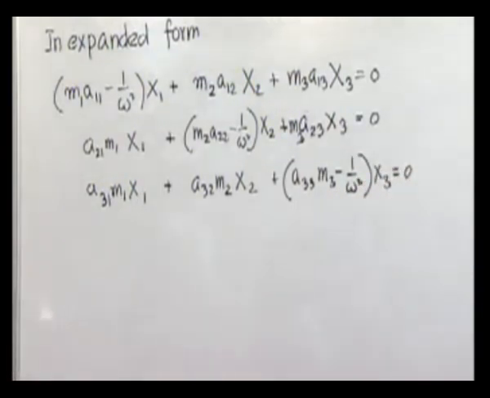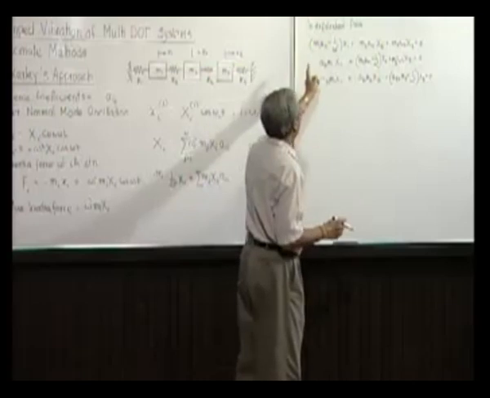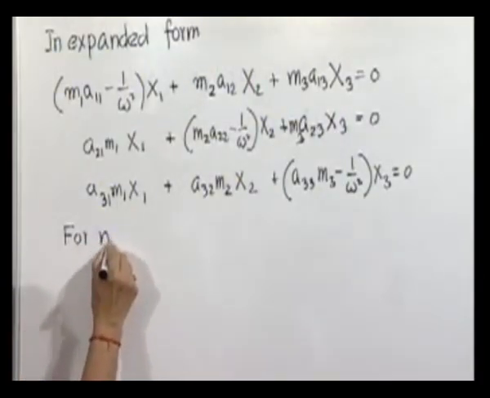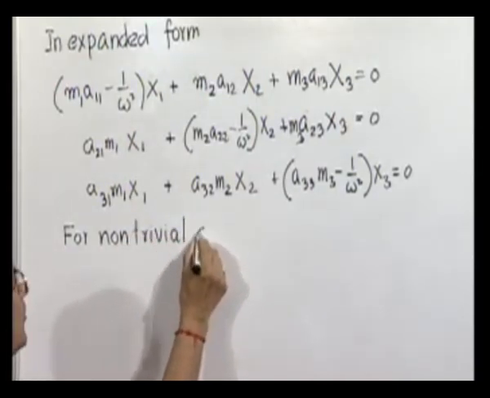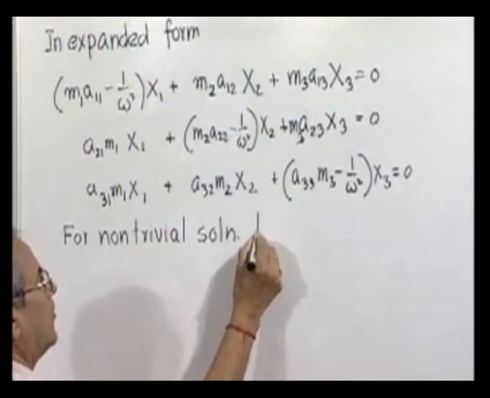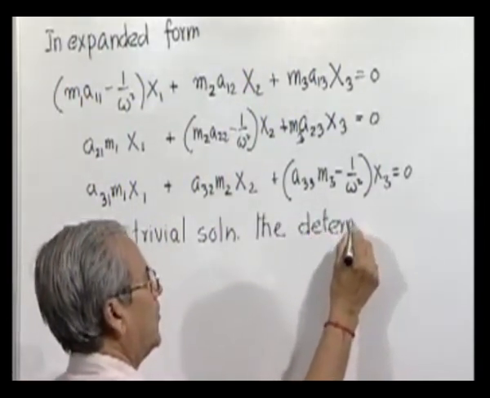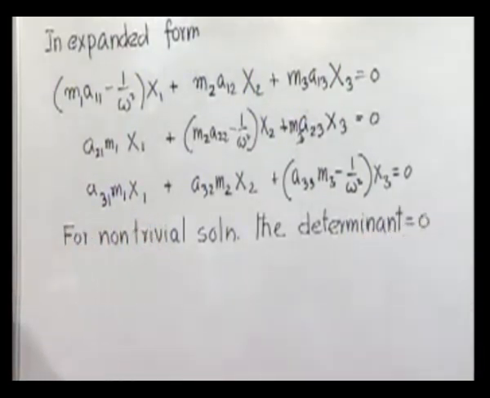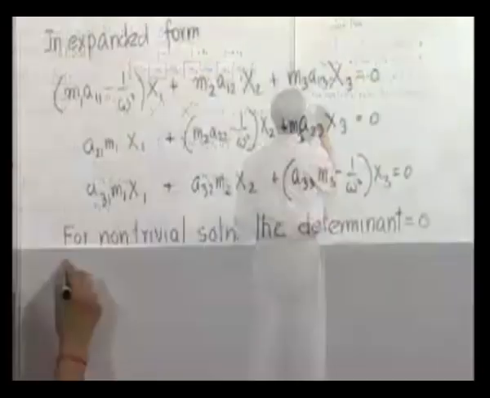So, it is the same set of equations which we have derived earlier, and you all understand now that a non-trivial solution will be possible with the determinant being 0. So, for a non-trivial solution, the determinant should be 0. This we have done earlier. So, now if we write the determinant, the characteristic equation becomes like this.